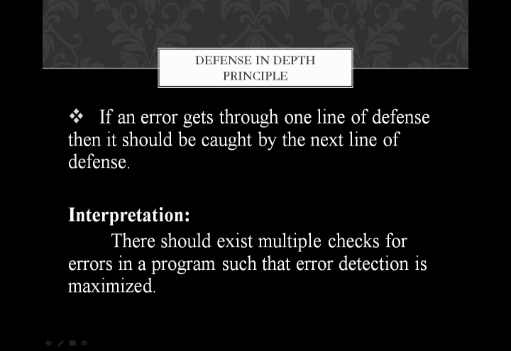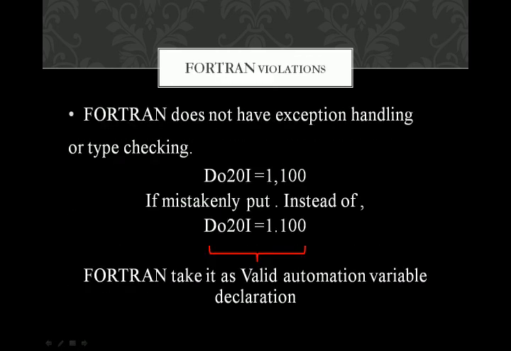Defense in depth principle states that if an error gets through one line of defense, then it should be caught by the next line of defense. Interpretation of this principle is, there should exist multiple checks for errors in a program such that error detection is maximized. Here are some violations of this principle by FORTRAN.